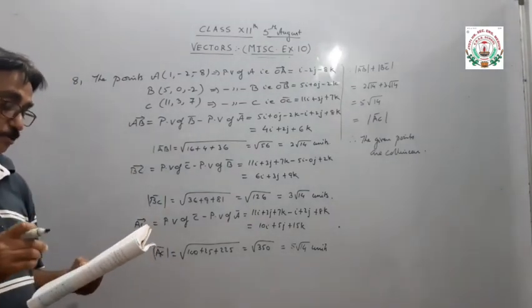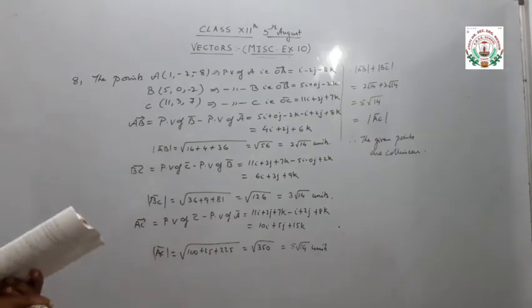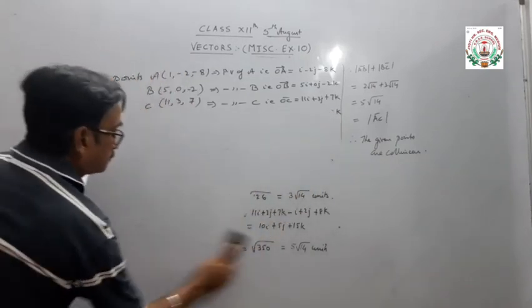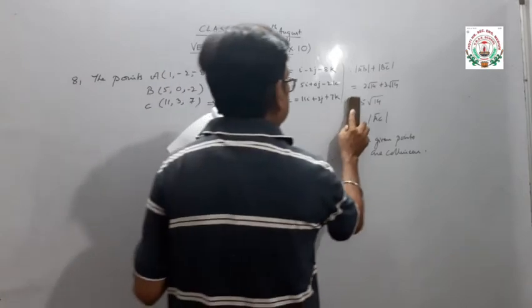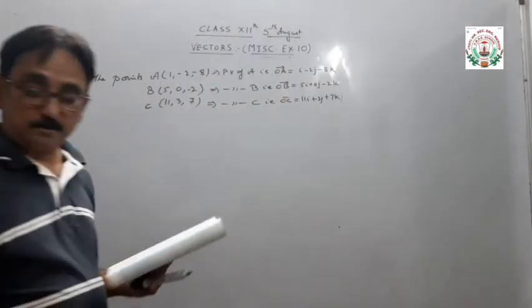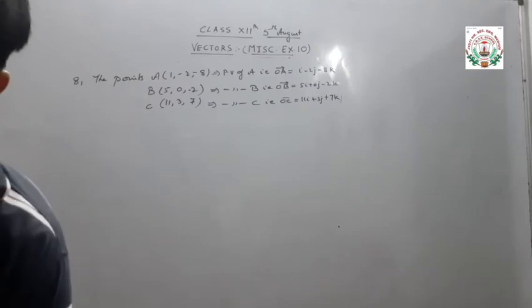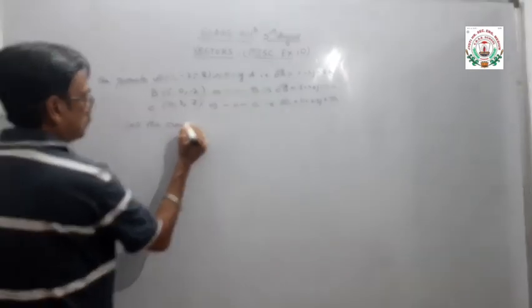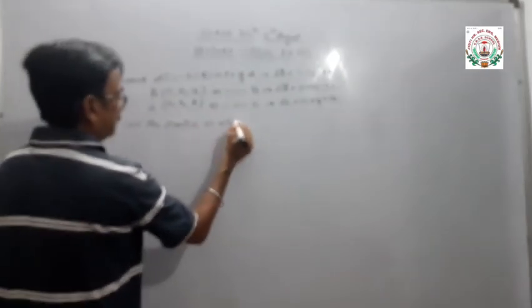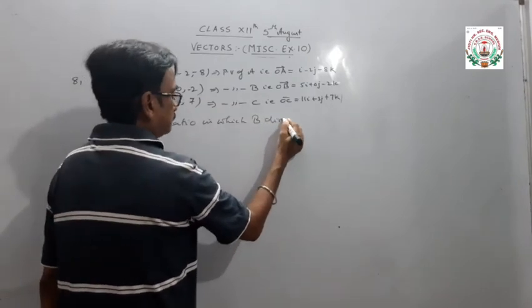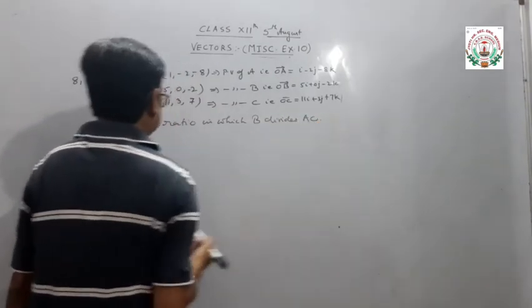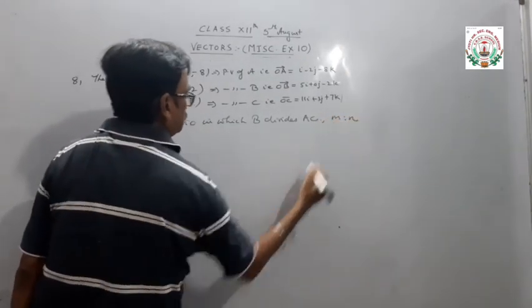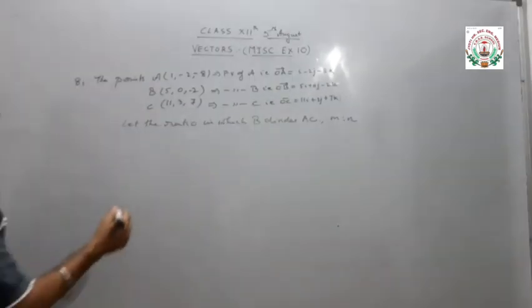And find the ratio in which B divides AC. Let the ratio in which B divides AC be M is to N.